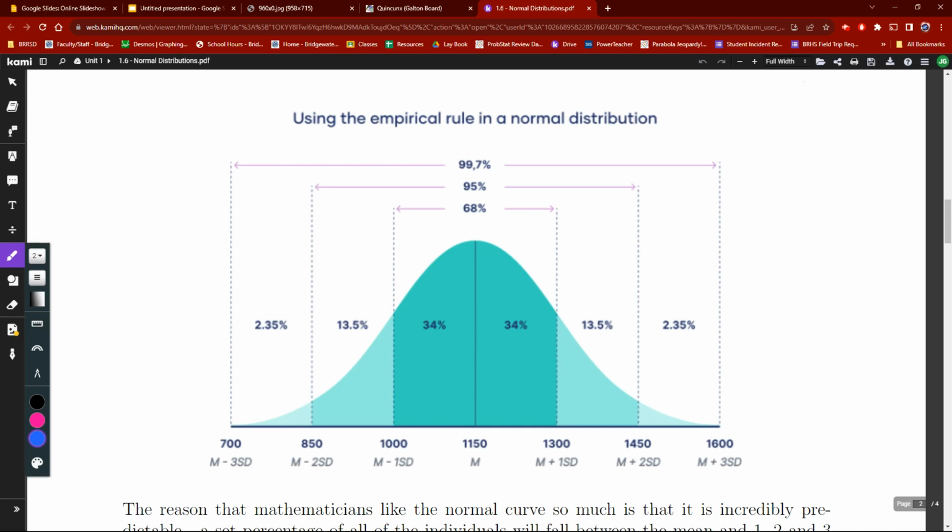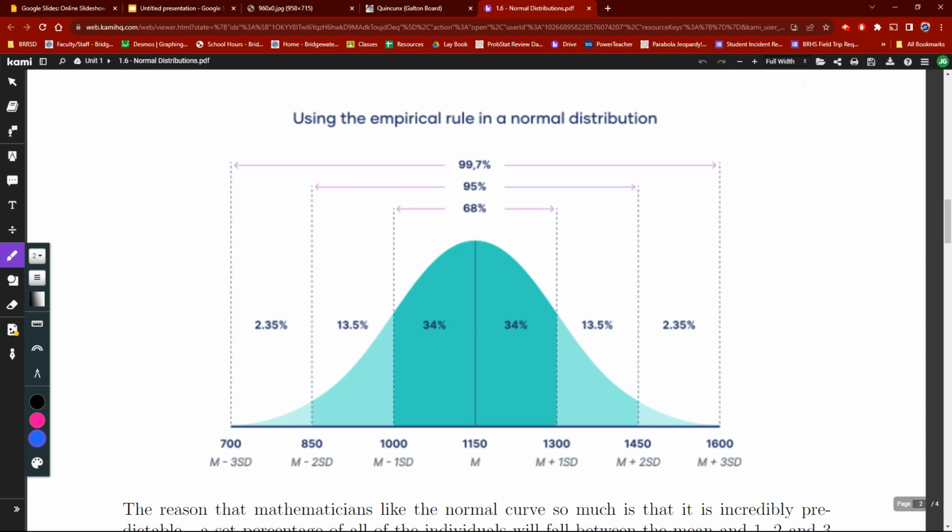Now, what we're going to need to use this tool will be two facts about a normal distribution. One of them is going to be the mean, the value at the center, and one of them is going to be the standard deviation. And that's going to tell us how far away each of these signposts is going to be from the mean. So here on the curve that we're looking at right now, it's got a mean value of 1150, and the standard deviations are 150 each.